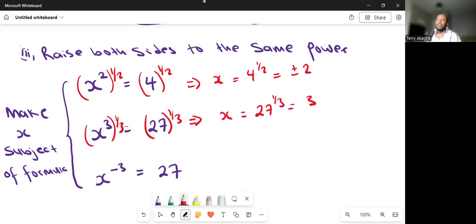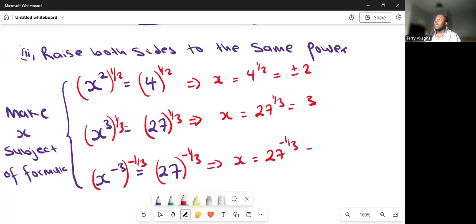Now, in this case here, I'm going to raise both sides to minus 1 over 3 because I need to get rid of the minus sign. I'm going to raise this as well to minus 1 over 3. And that will give me x is equal to 27 raised to the power minus 1 over 3, and that will give me 1 over 3. All right, so please go back to the laws of indices, and we can play around with that.